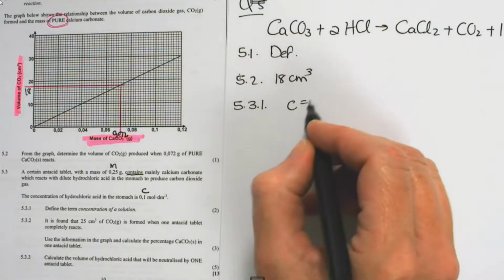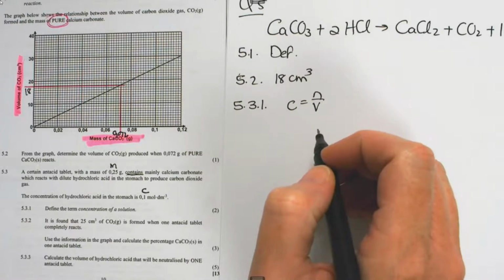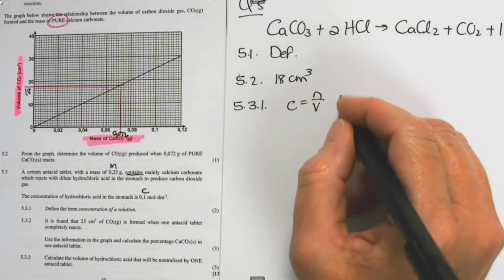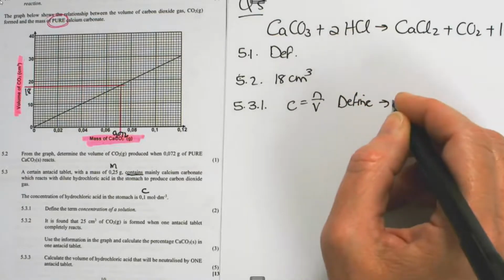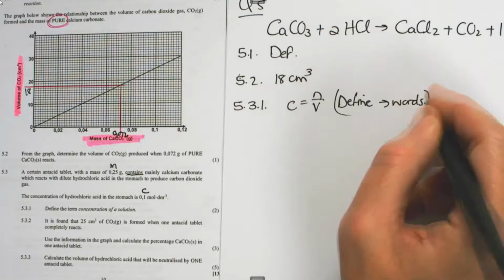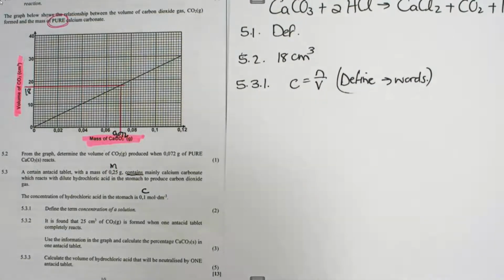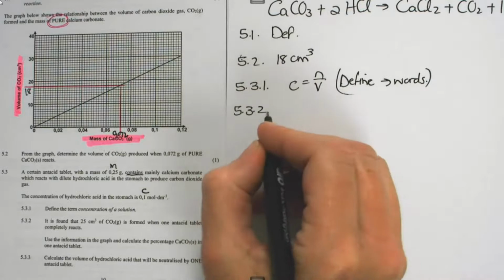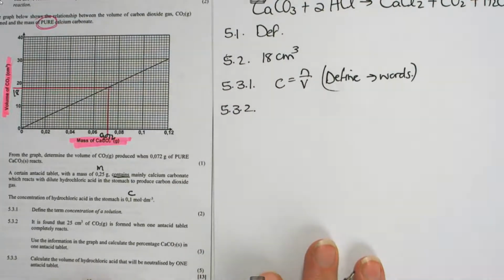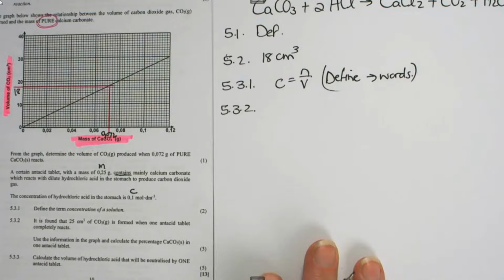Now concentration is n divided by V. But if they say define, it means you must give it in words. So define means you must give it in words, please. 5.3.2. So you can see there's already 4 marks for definitions. 5.3.2, they say, it is found that 25 cubic centimeters of CO2 is formed when one tablet completely reacts. Use the information in the graph and calculate the percentage CaCO3 in one tablet.